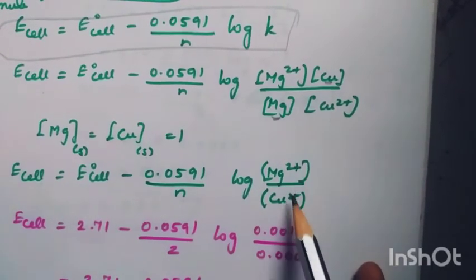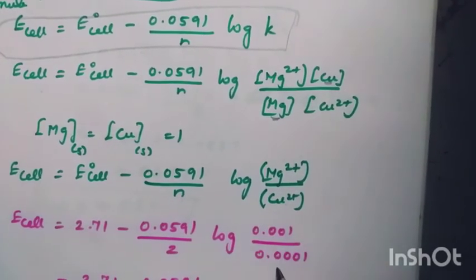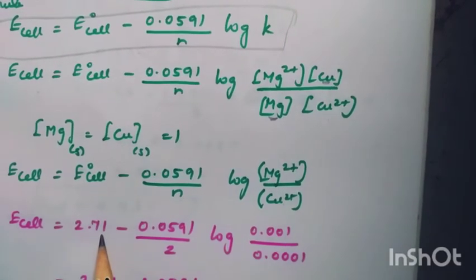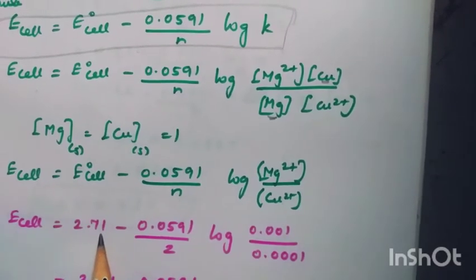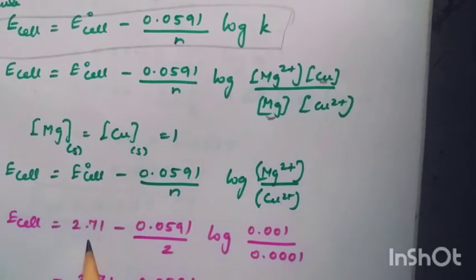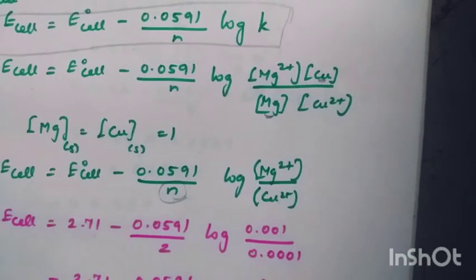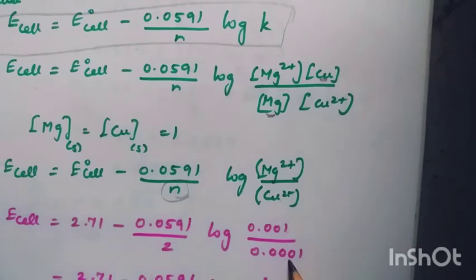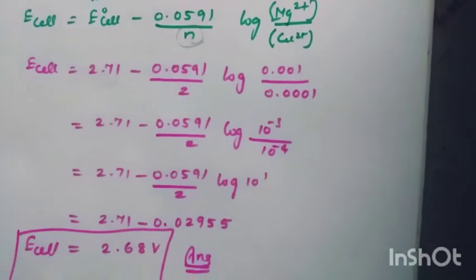We have the concentration values given in the problem as 0.001 and 0.0001. The E0 value we find from the two half cells is 2.71 volt. So EMF of the cell is equal to 2.71 minus the formula. What is n here? The number of electrons transferred, so this is 2. Log of Mg2+ concentration over Cu2+ concentration. Now we have to substitute.